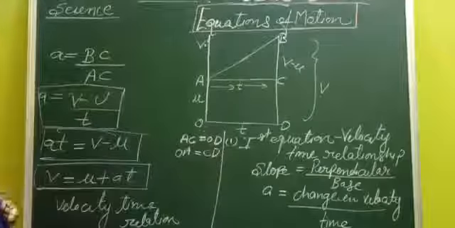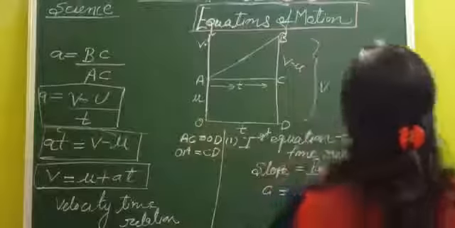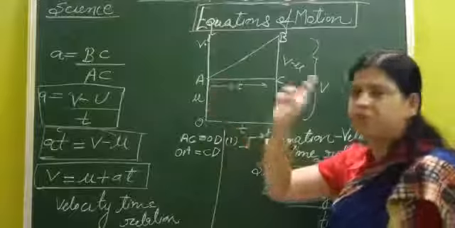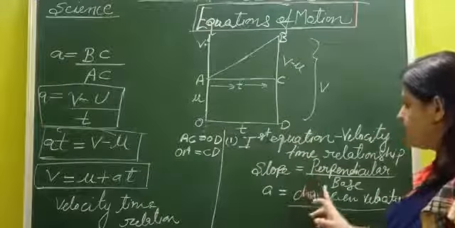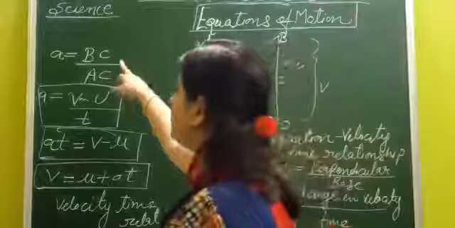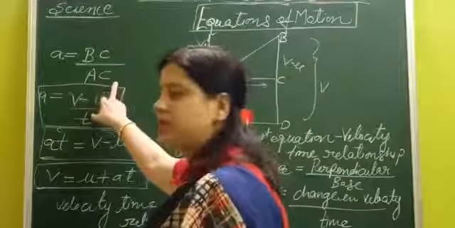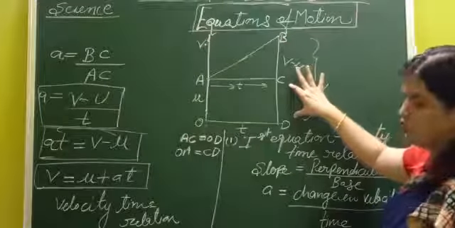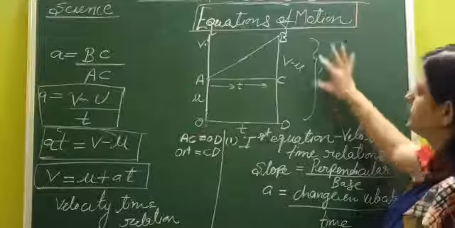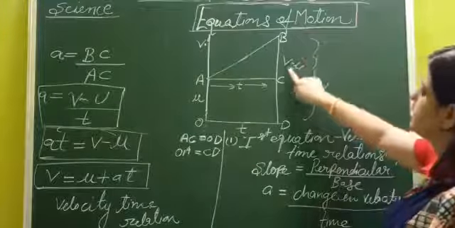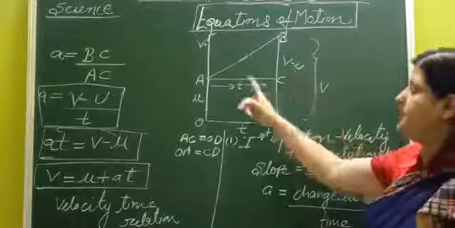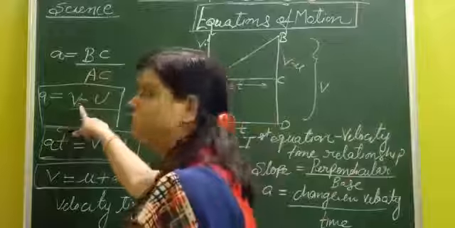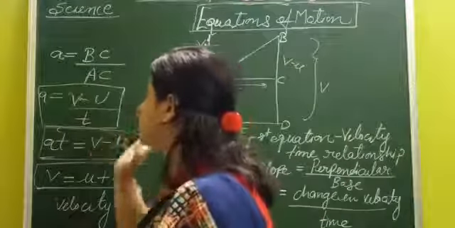How can we write this? Because a is BC upon AC, perpendicular upon base. So what is the perpendicular? Perpendicular is BC and the base is AC. So what is the value of BC, students? This complete is v and this is completely u. So BC is v minus u and AC is time. So I have written here a equals BC, which is v minus u, and AC is t.